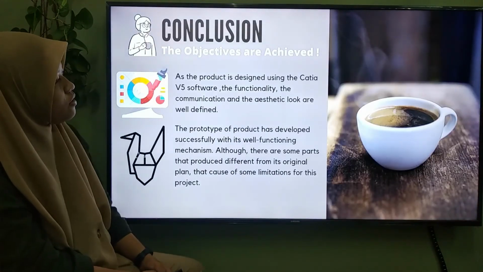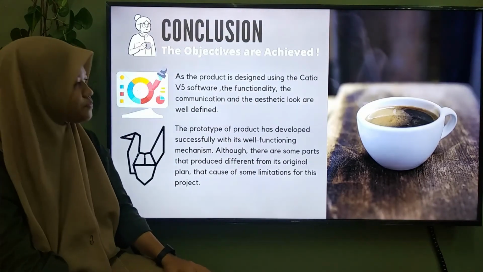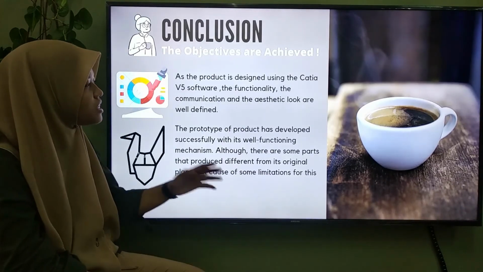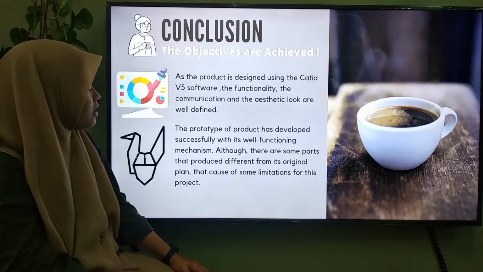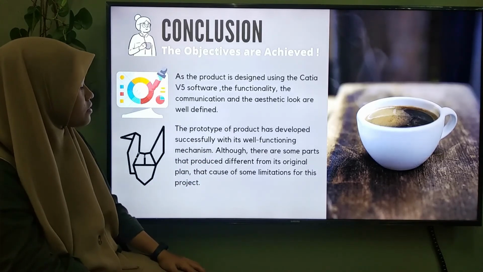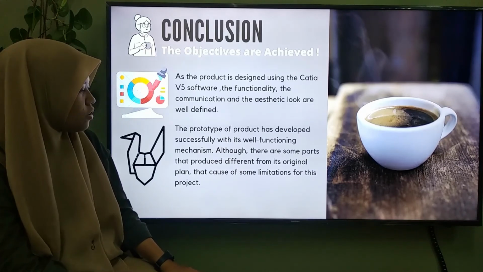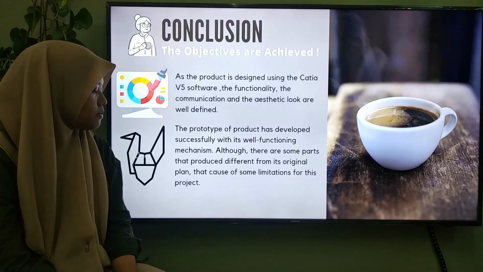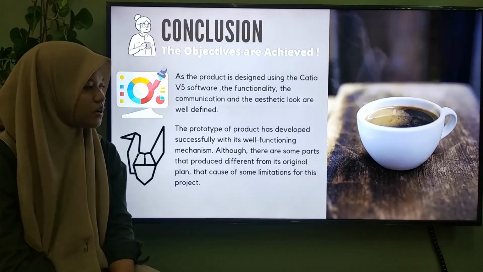Okay, so the last one is the conclusion. I can say the objectives are achieved. The product is designed using CATIA V5 software, and the functionality, the communication, and the aesthetic look are well defined. And the prototype of the product has been developed successfully with a well-functioning mechanism. Although some parts turned out different from the original plan, that is because of some limitations that occurred when I did this project.